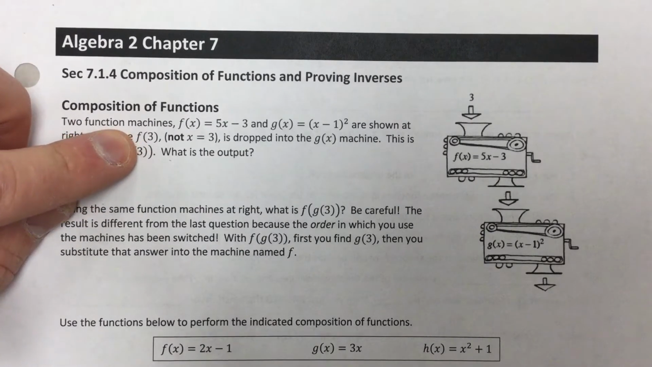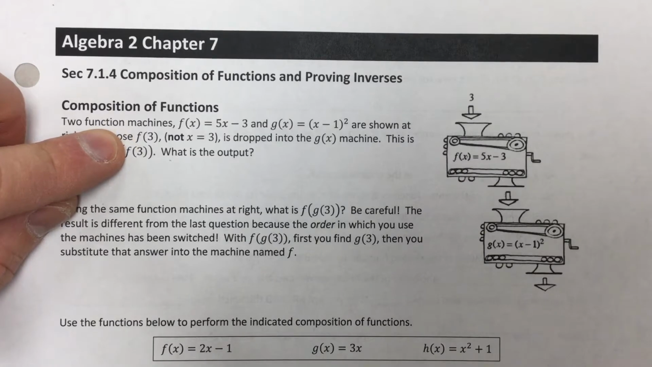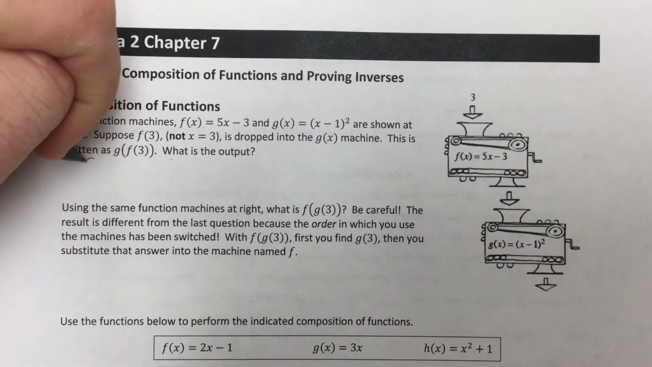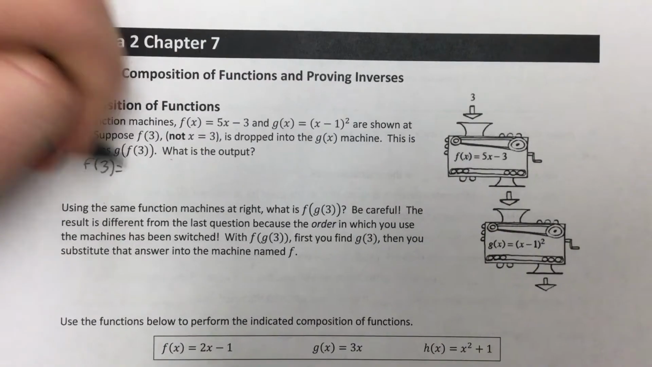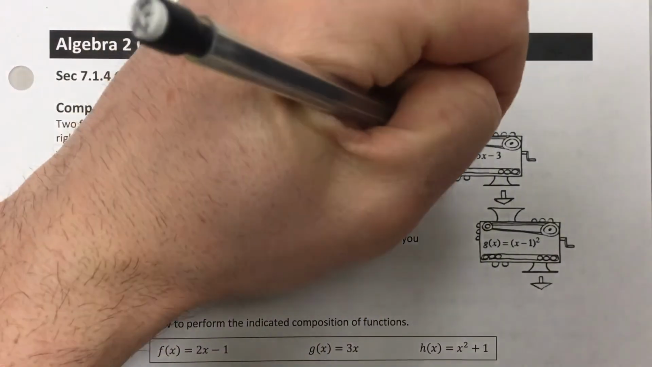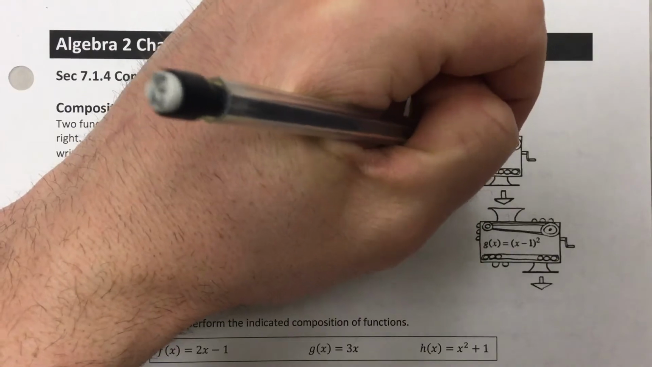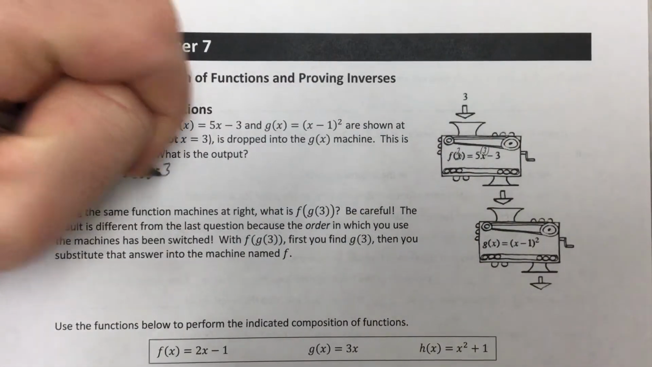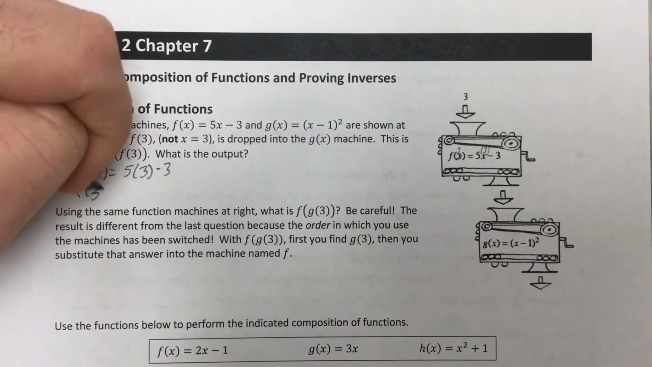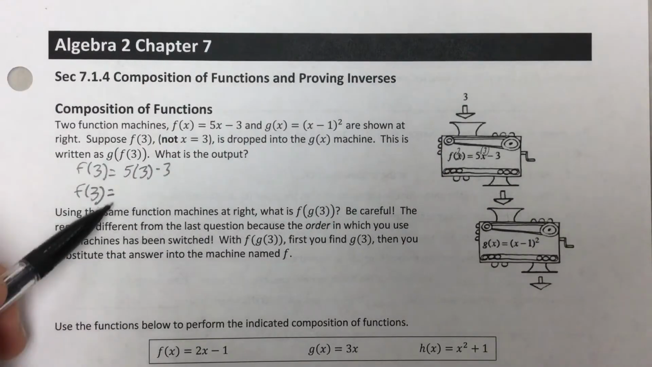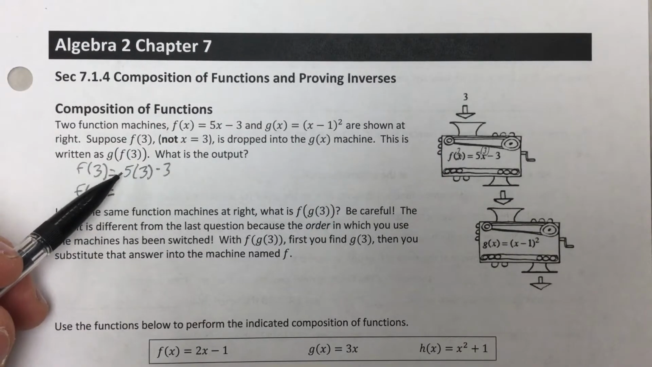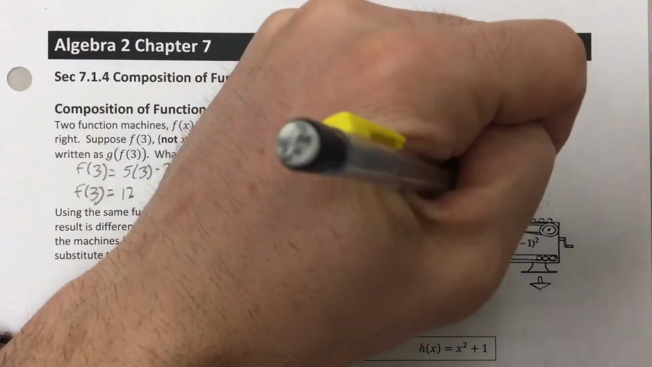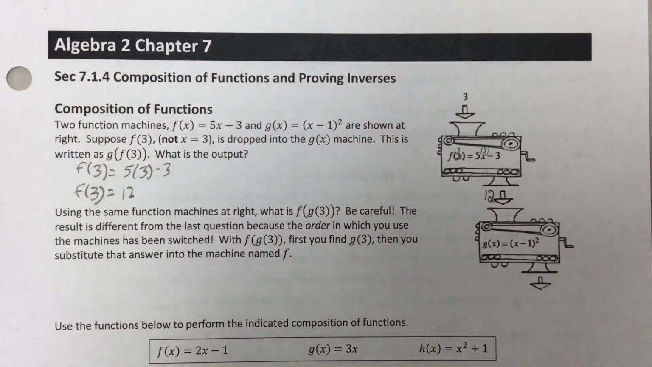So it says I'm putting a 3 into the f function. So the first thing I'm doing is f of 3. And that's what this function machine is showing. 3 is going in for all my x's. So I'd have 5 times 3 minus 3. 5 times 3 is 15, minus 3 is 12. So 12 would come out the bottom here.